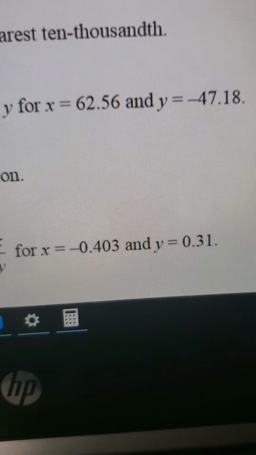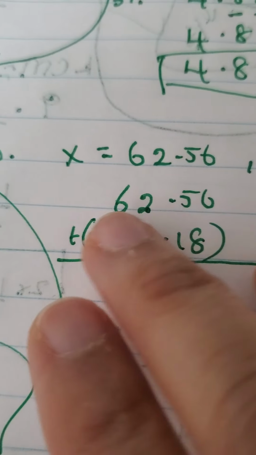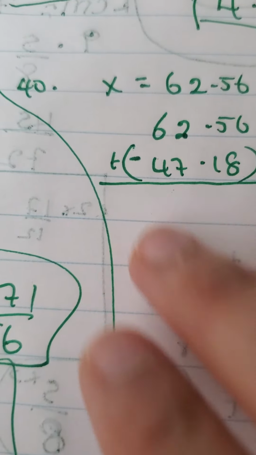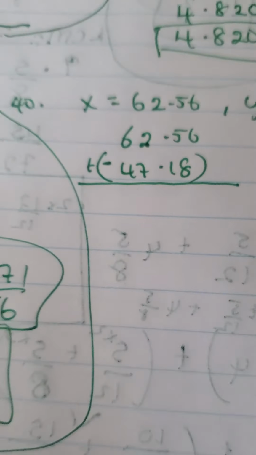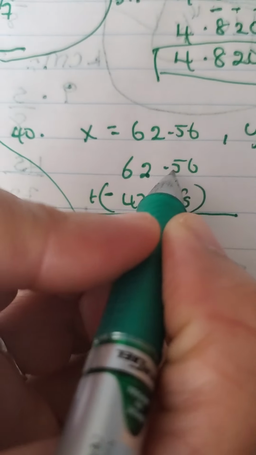Next. So here they're asking you now to evaluate the variable expression x plus y, and they've given the 2 values of x. So they want you to find the sum of x and y, where x is a positive number and y is a negative. So actually this sum really turns out to be a difference. So we subtract as we would do normal numbers.